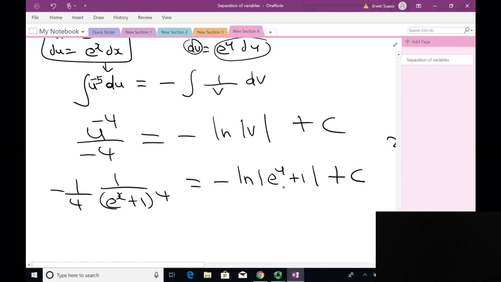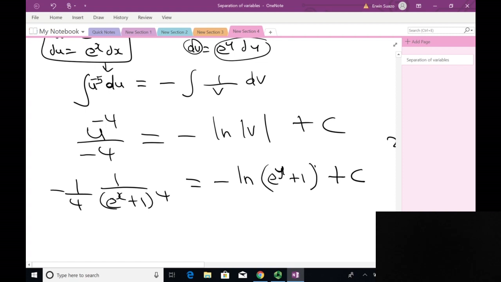And then this one, so look at this point. ln of absolute value of e^y + 1, right? But e^y is always positive. Plus 1, both are positive. So these absolute value bars can just disappear and make parentheses.